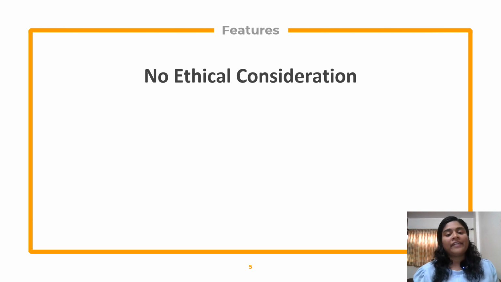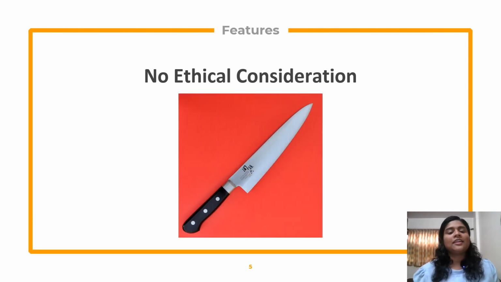Utility does not have any ethical consideration. The classic example is of a knife. This knife is used by a chef in the kitchen to chop vegetables. At the same time, this knife has been used by a murderer to kill somebody. In both cases, you have utility. There is nothing called good utility and bad utility. Only there is utility, and this knife has utility for a chef and a murderer. So, utility does not have any ethical consideration.